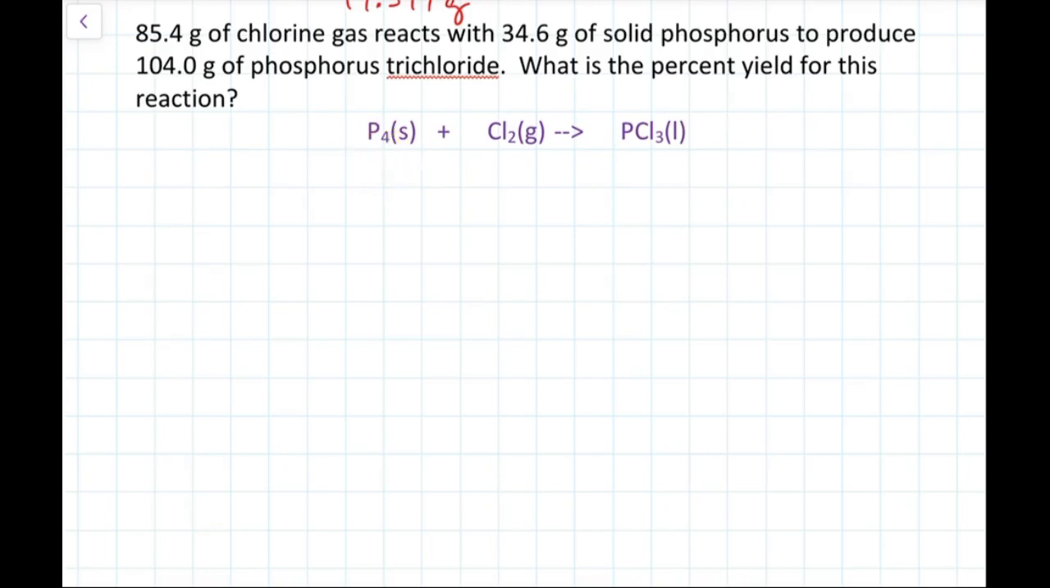Regardless, I have 4 of them on the left, so I should have 4 on the right, and that gives me 12 chlorines on the right, so I need a 6 there on the left.